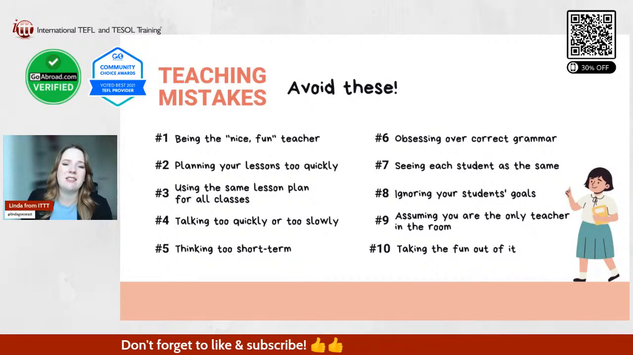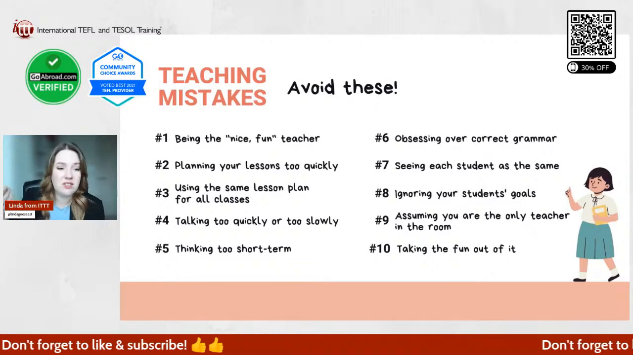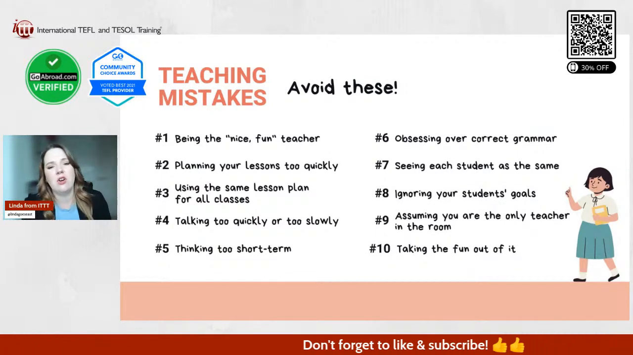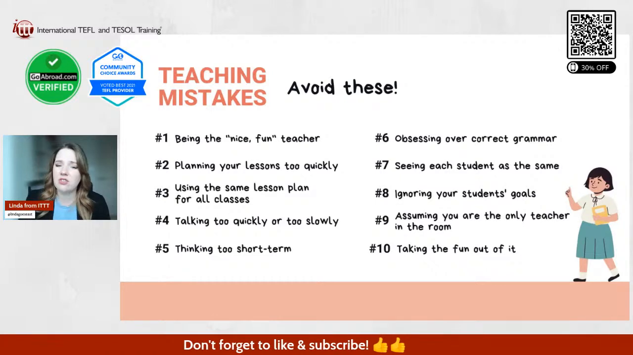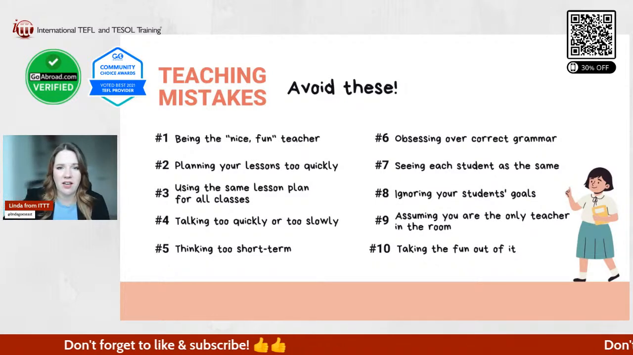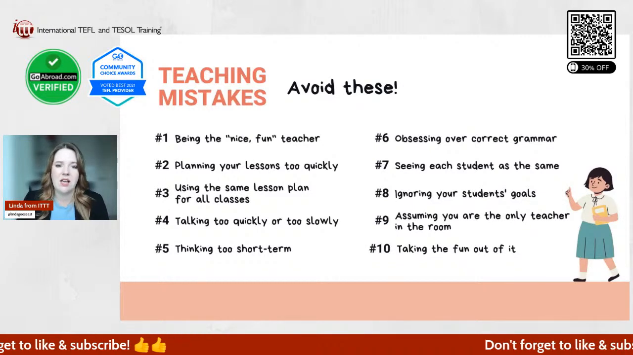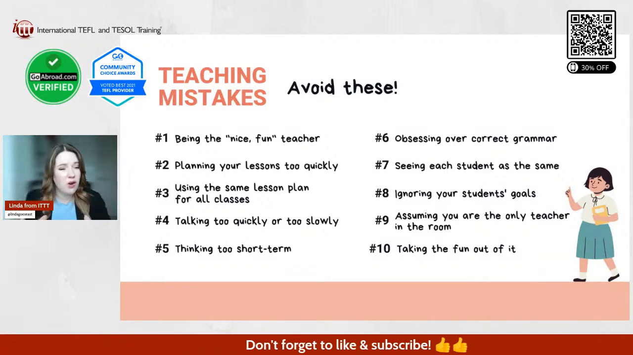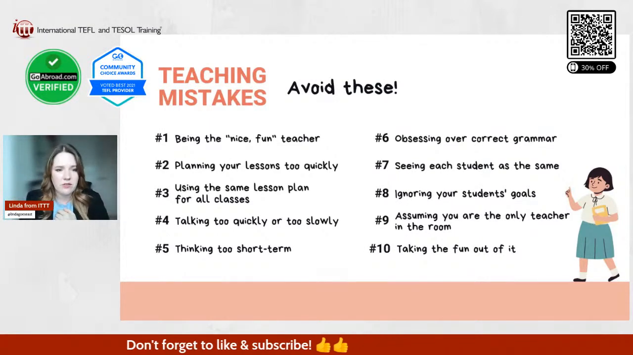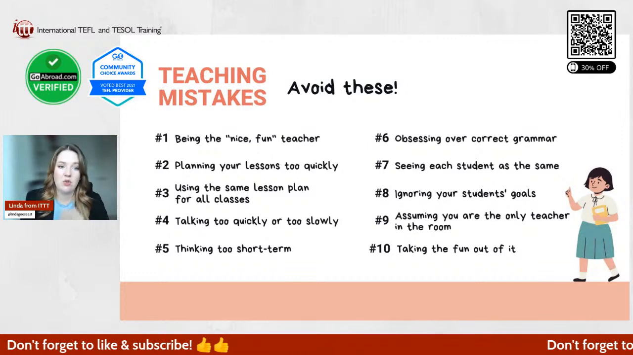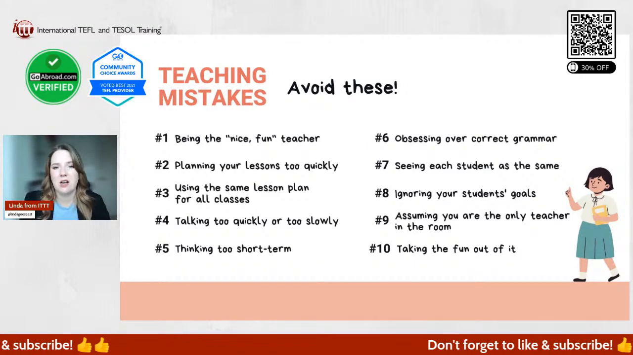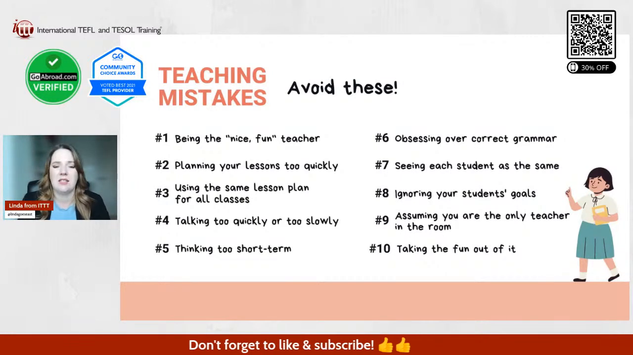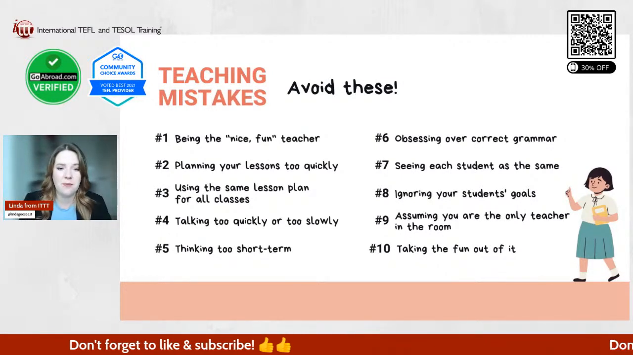Number 6 was obsessing over correct grammar. So we just had this debate, fluency versus accuracy. So don't correct every single mistake your students make, especially when they're talking in conversation activities. What you can do is walk around the room, listen to the mistakes, don't interrupt them, take note of them, and then after the activity, you can have a group discussion about all the mistakes that you heard and what the correct way is. That's a much better strategy.